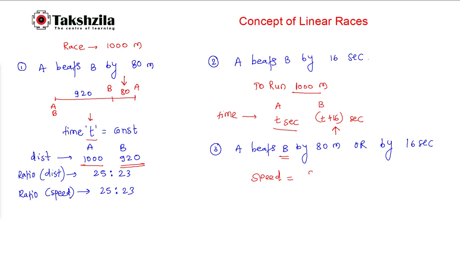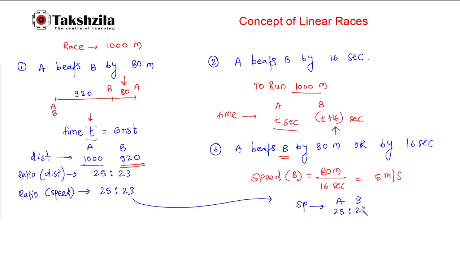It means B can cover 80 meters in 16 seconds. So the speed of B becomes 5 meters per second. Now we can also find the speed of A over here by using this relationship. We know that the speed of A and B is in the ratio 25 is to 23. This 23 represents 5 meters per second. So this 25 represents how much?